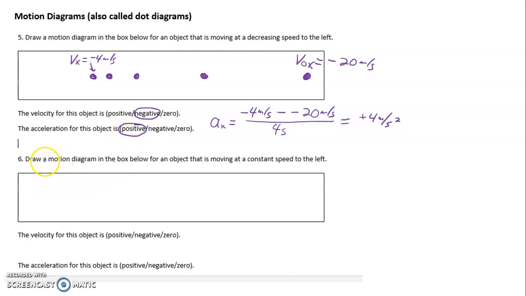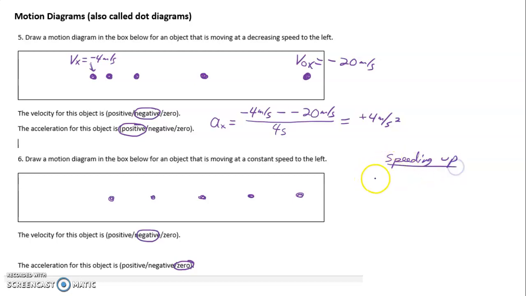So now we want to just do one final case. This is an easy one. Moving to the left at a constant speed. And we know that the velocity is negative. And since it's a constant velocity, the acceleration is 0. But now we want to make some conclusions about speeding up and slowing down.